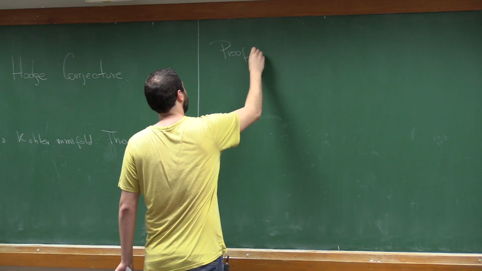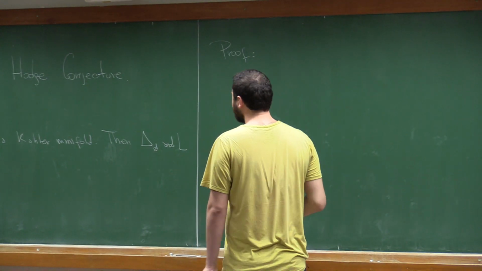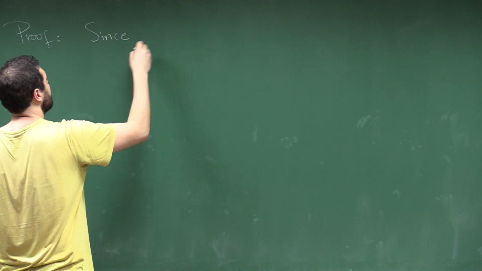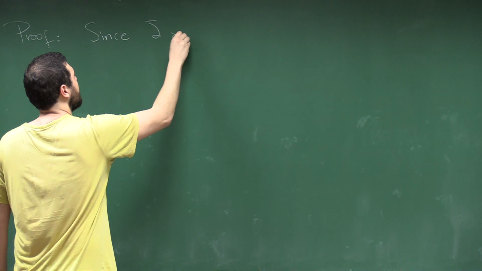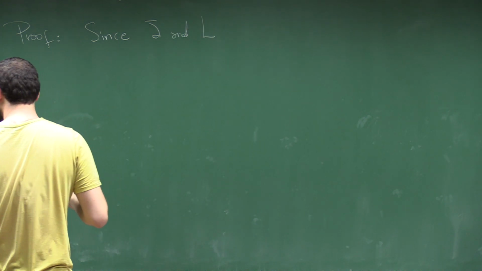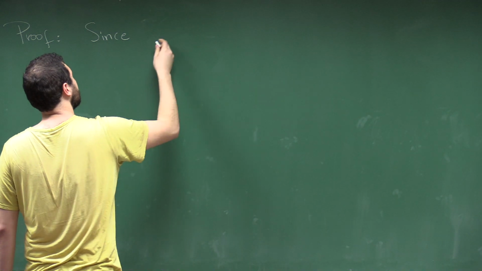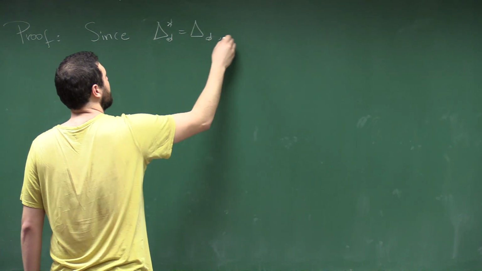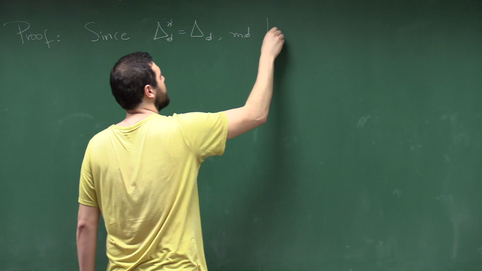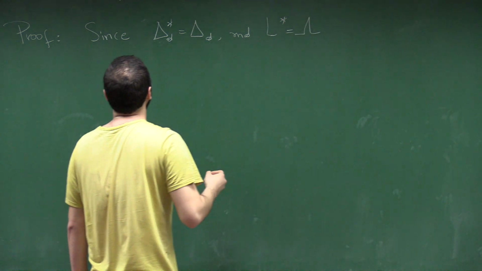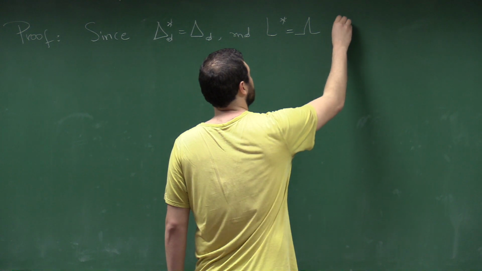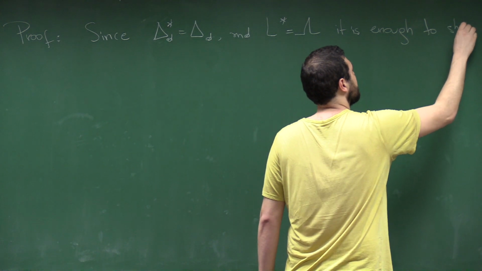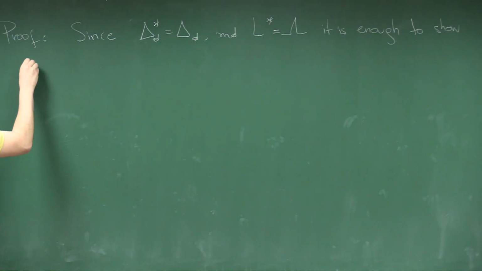Okay, so what you have to observe is that, since the adjoint of this guy is itself, and we call the adjoint of L by lambda, it is enough to show that the Laplacian commutes with lambda, right?